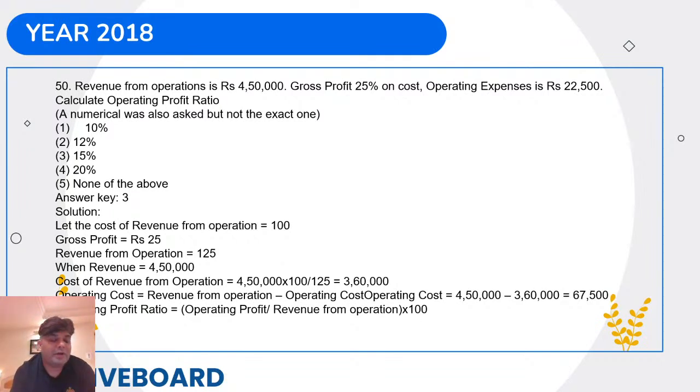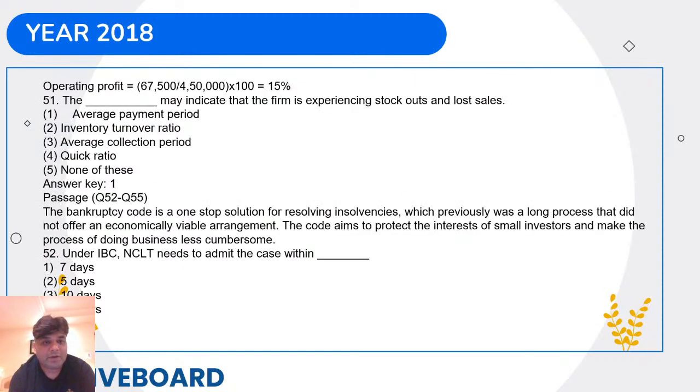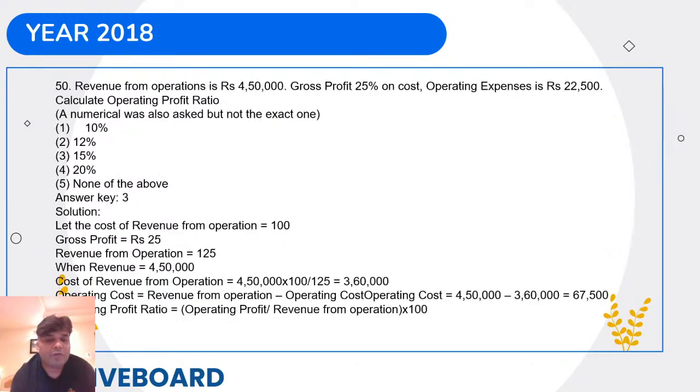Right, now how do you calculate the operating cost? Gross profit is equal to revenue from operation minus cost of revenue, which is 4,50,000 minus 3,60,000, that is 90,000. And what is the operating profit ratio? Right, here we are talking about the ratio. So when the ratio is asked to you, you will multiply the division by 100. Right, so that will be 67,500 upon 4,50,000 into 100, that is 15%. So what is the operating profit ratio? 15%. This is a simple mathematical calculation at the 10th standard level.